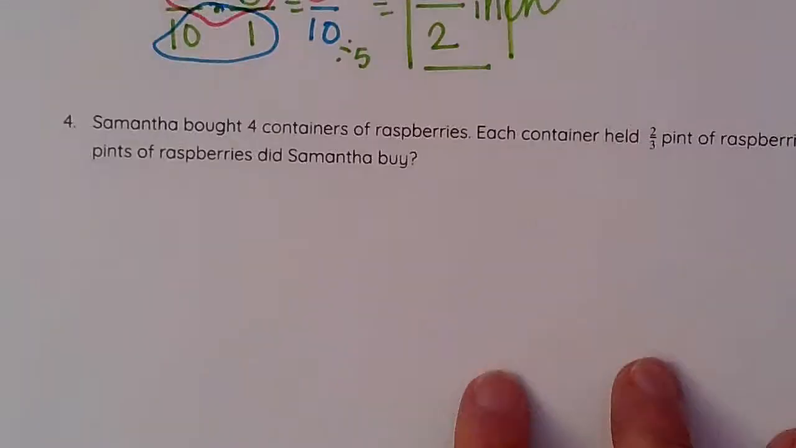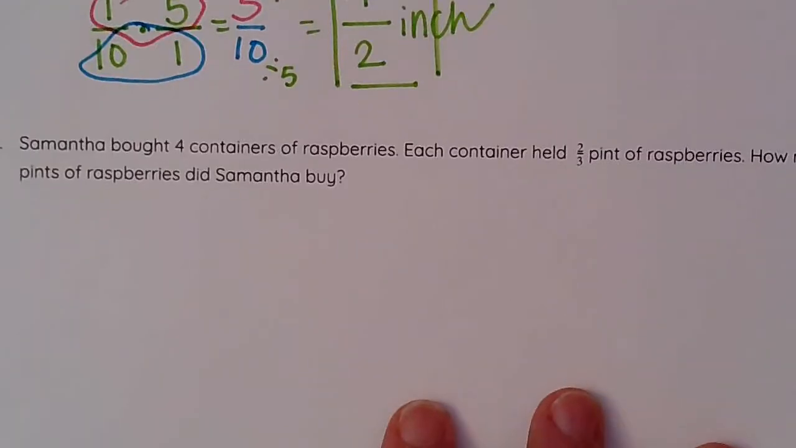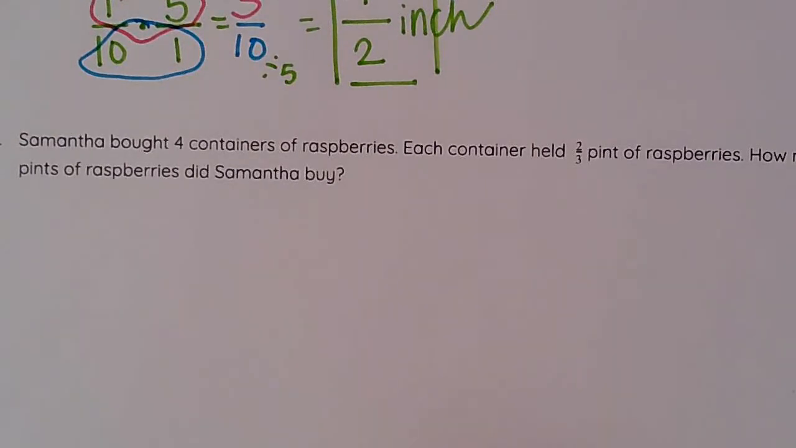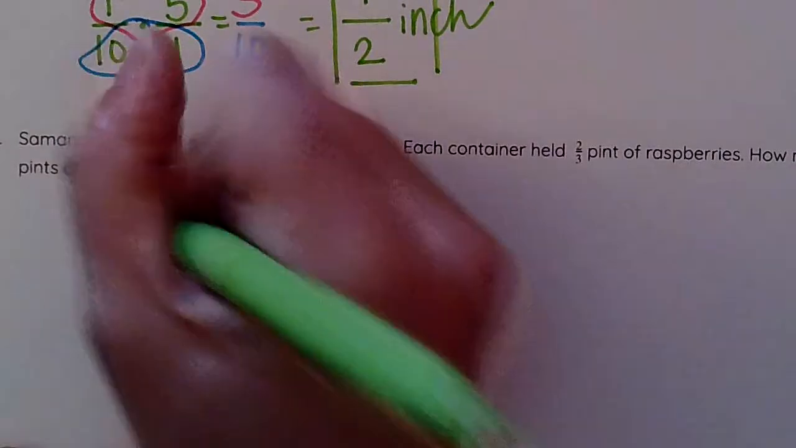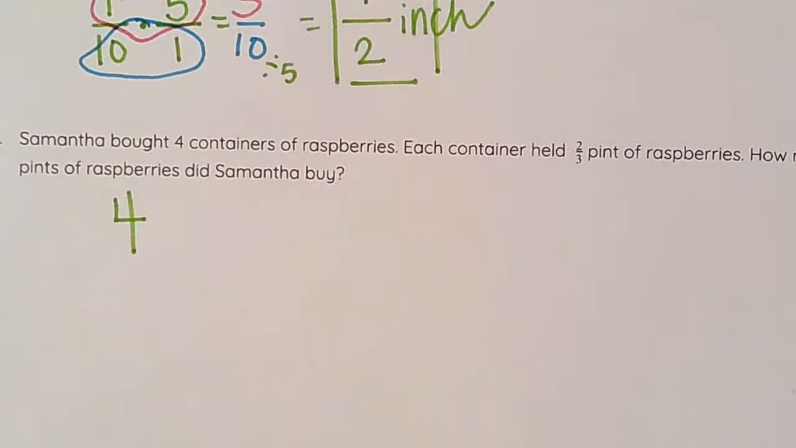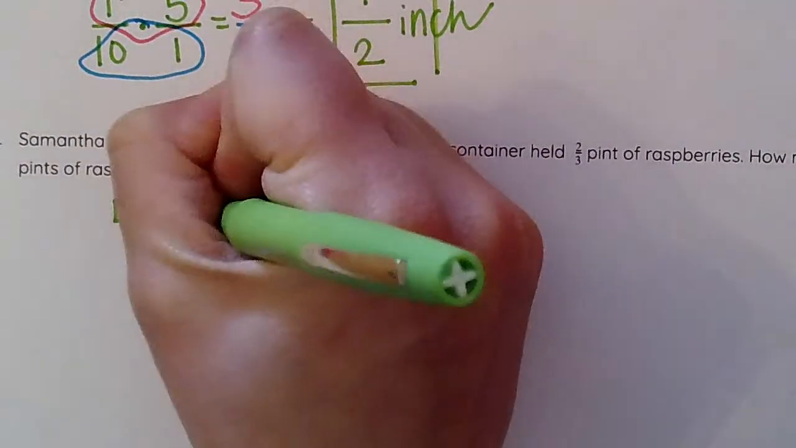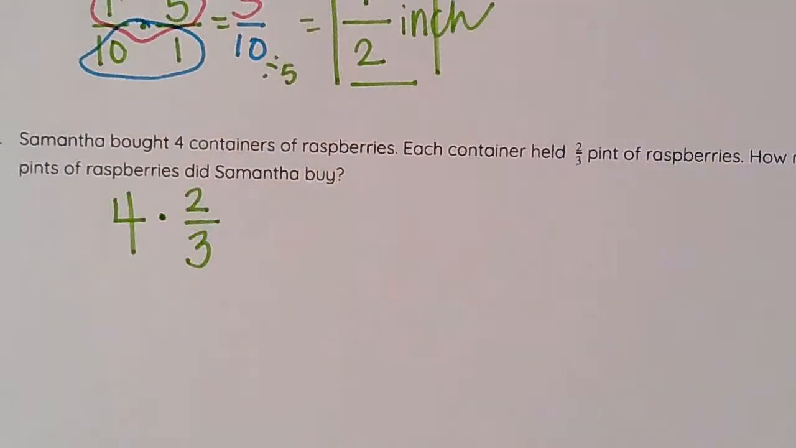All right, last problem here. It says Samantha bought 4 containers of raspberries. Each container held 2/3 pint of raspberries. How many pints of raspberries did Samantha buy? So this time, our whole number actually comes first, although you could switch it around if you would like. So 4 containers, and in each of them, we had 2/3 pint.